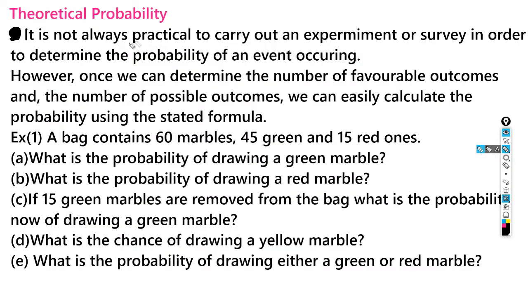Hey guys, what's up? So today we're going to be looking at theoretical probability, and it says here it is not always practical to carry out an experiment or survey in order to determine the probability of an event occurring. However, once we can determine the number of favorable outcomes and the number of possible outcomes, we can easily calculate the probability using the stated formula.